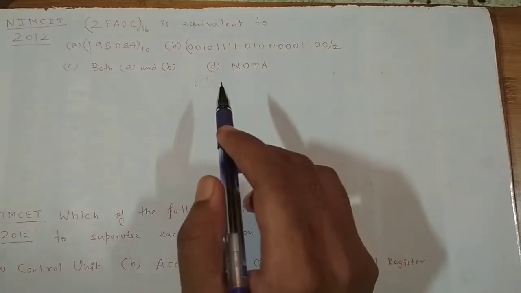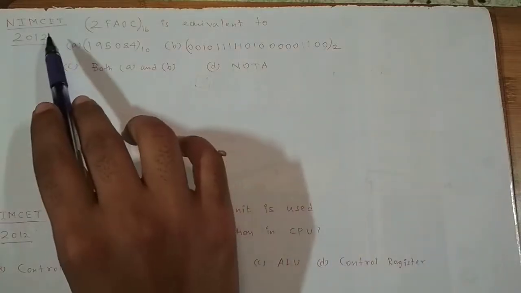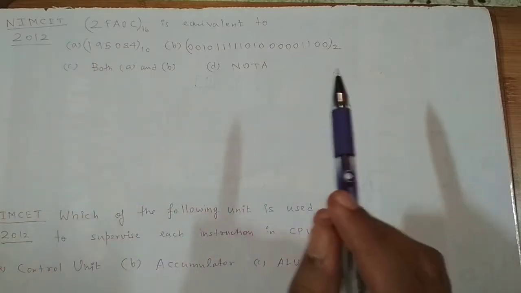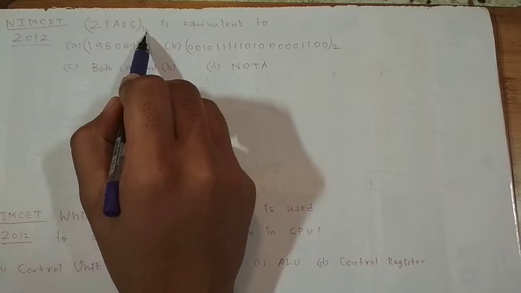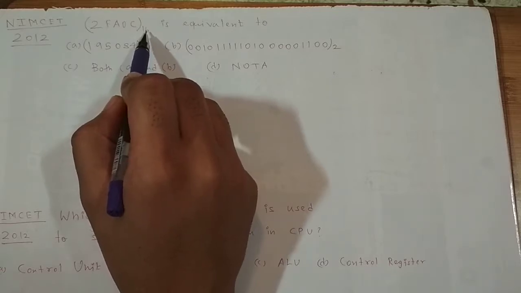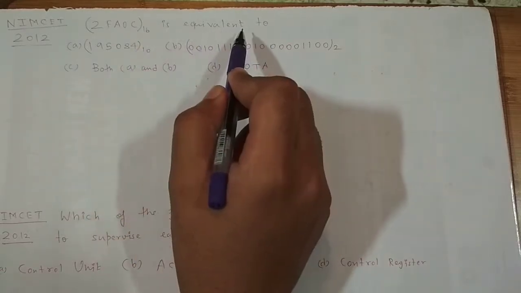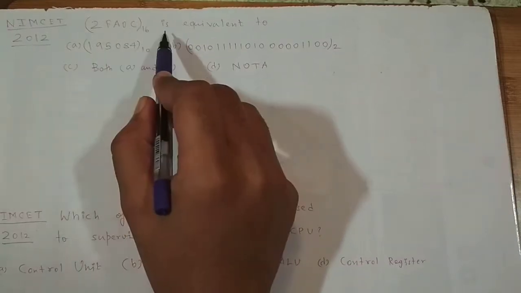So let's solve these two questions. They have been asked in NIMCET 2012. Let's start with this one. We have been given a number in hexadecimal number system because the base is 16, and we have been asked to find the equivalent value.